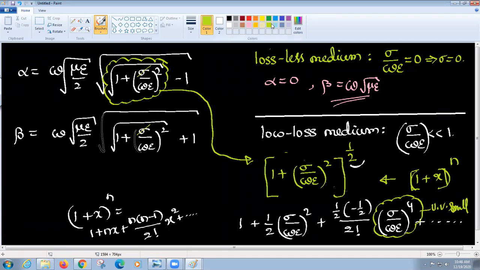Therefore I can straightaway reject all these components hereafter and take only these two components. So the square root of 1 plus sigma by omega epsilon whole square, I can approximate to the first two terms in the expansion: 1 plus half of this. So I'll plug that in here.